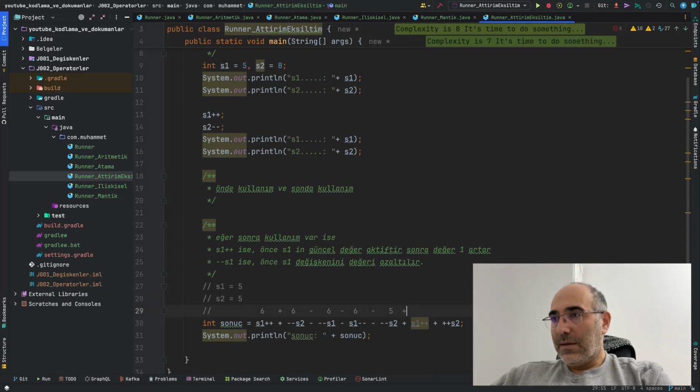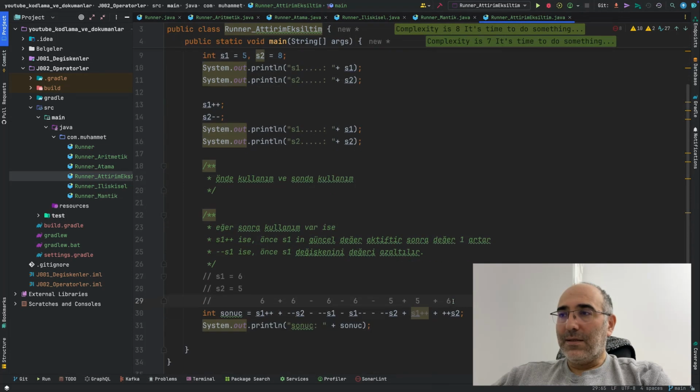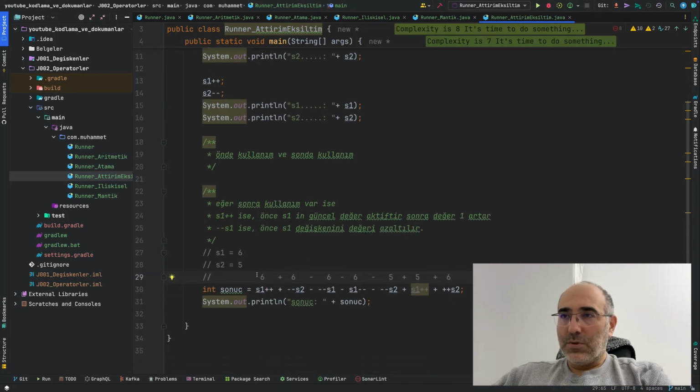I'm continuing. I say plus. S1 plus plus. What is the value of S1? 5. So did it increase here? It didn't, my friend. 5. But I increased its value here. Why? Because in my next use, I'll see it as increased. So what is the value of plus plus S2? 5. What is the value here? Because the plus is ahead, it becomes 6 while it was 5. Let's make this place 6 then.